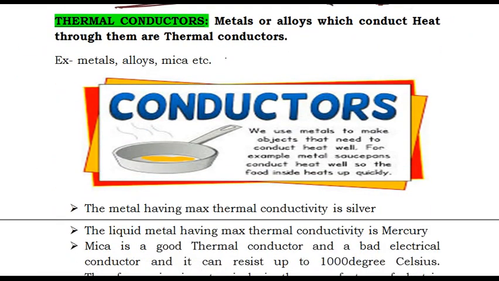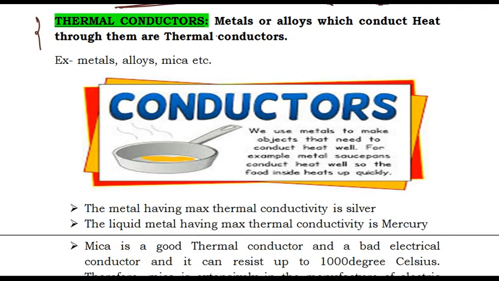Now we'll see about thermal conductors. So what are these thermal conductors? Thermal conductors are nothing but the metals or alloys which conduct heat through them. It's very simple: any metal or alloy which can conduct heat through it is called a thermal conductor. This is the technical definition we are giving here. Examples: metals, alloys, mica, etc. Whichever allows heat to pass through them is called a thermal conductor. See here, it is not temperature, it is heat.